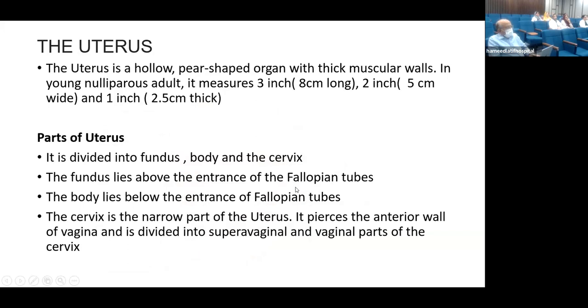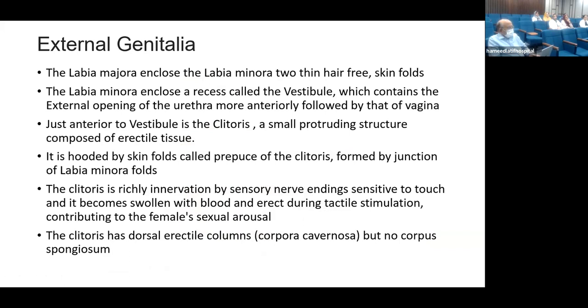The clitoris is richly innervated by sensory nerve endings sensitive to touch, and it becomes swollen with blood and erect during tactile stimulation, contributing to female sexual arousal. The clitoris has corpora cavernosa, but not a corpus spongiosum.